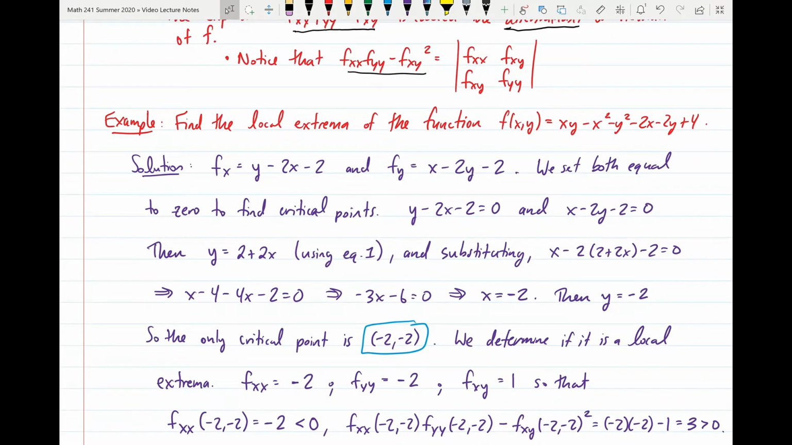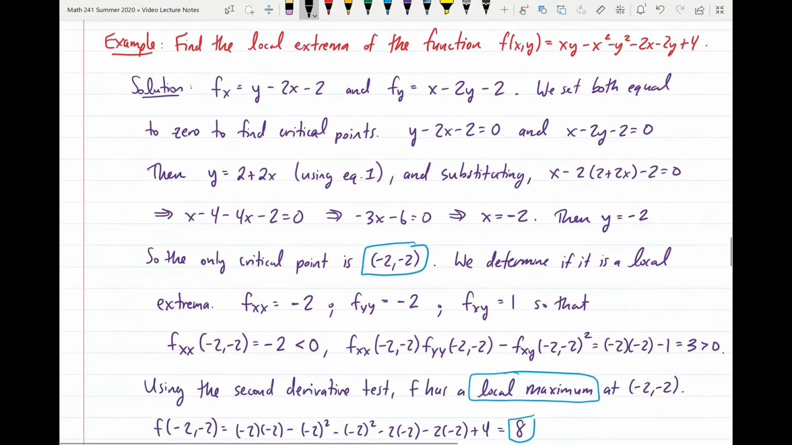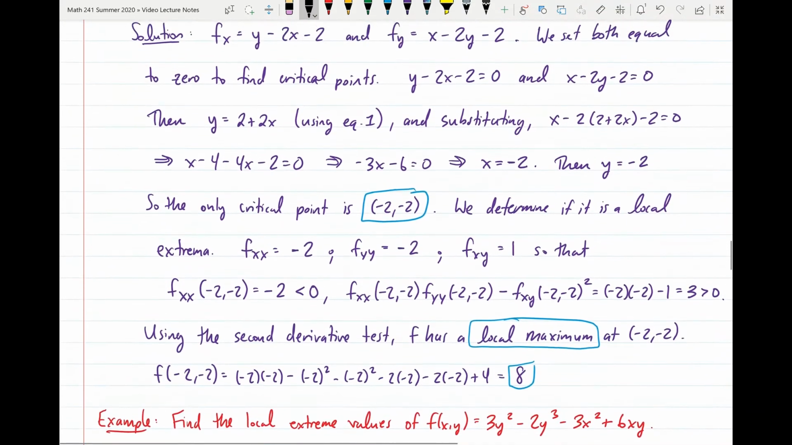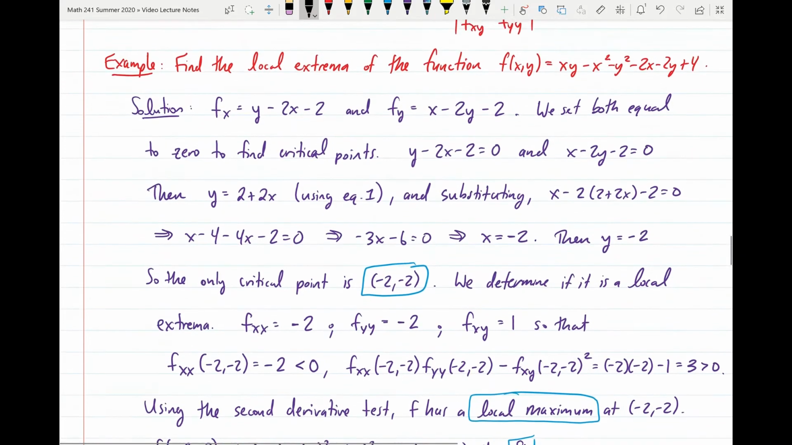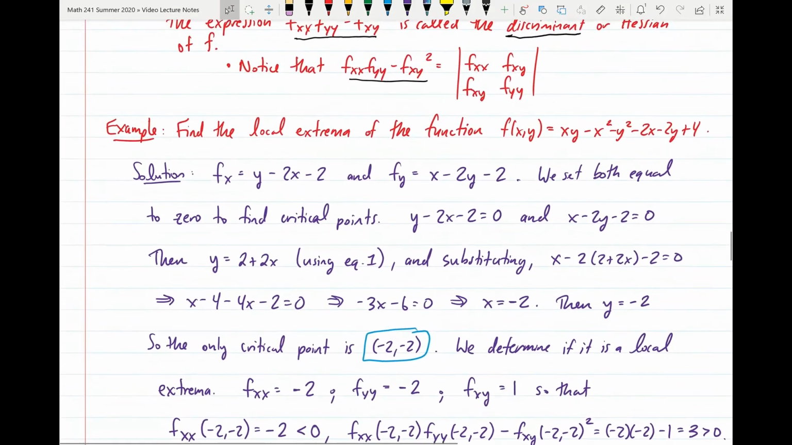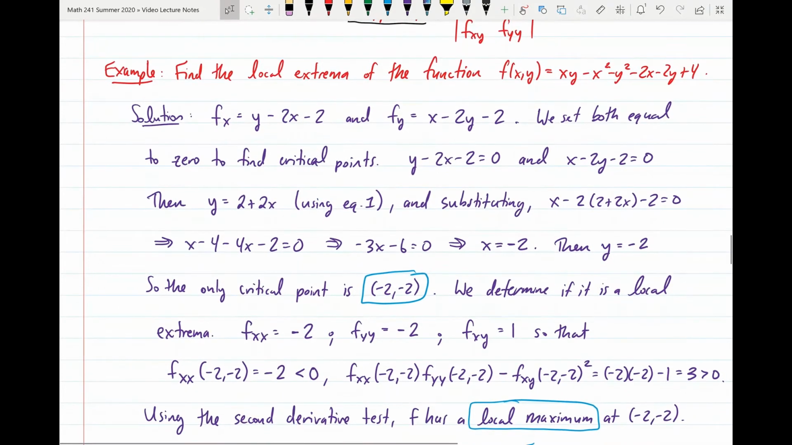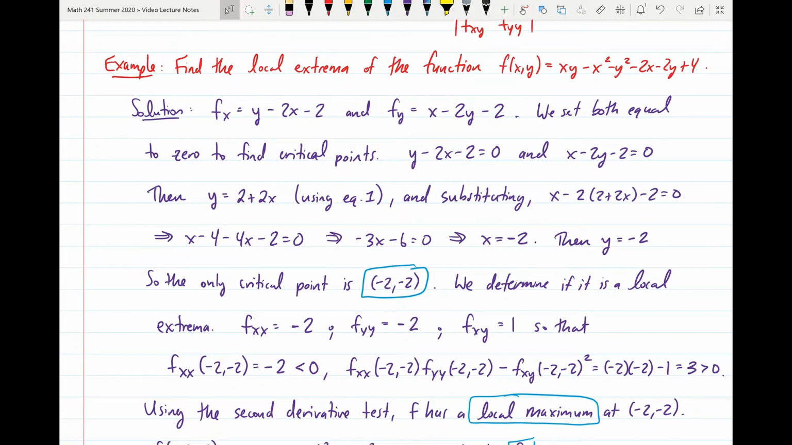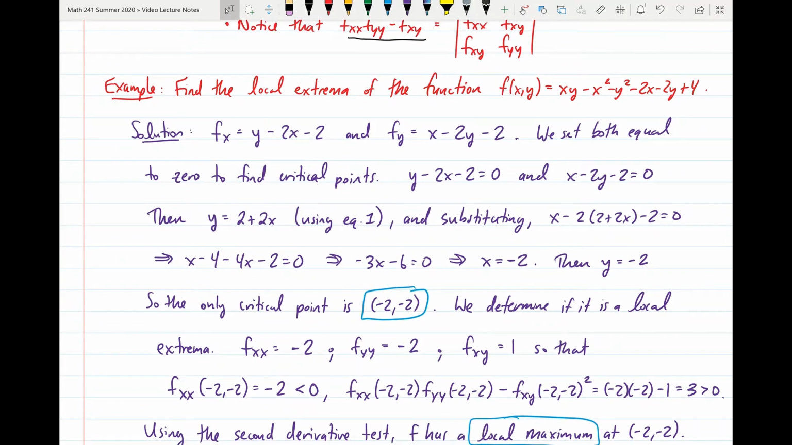So let's say that we want to find all of the local extrema of the function f of x, y equal to xy minus x squared minus y squared minus 2x minus 2y plus 4. We want to find all these different extrema, and we also want to determine whether those extrema are local maxes or local mins. So let's get into it here. The first thing we want to do is take the partial derivatives with respect to x and y. The partial derivative with respect to x is equal to y minus 2x minus 2. And the partial derivative with respect to y is equal to x minus 2y minus 2.